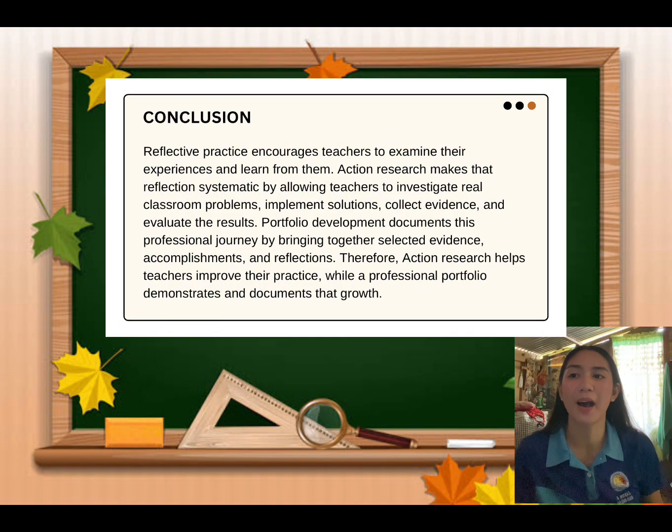Action research helps us investigate classroom problems and improve our practice. A teaching portfolio helps us document the evidence of that practice and reflect on our professional growth. Therefore, action research helps us improve what we do, while portfolio development helps us understand and demonstrate how we have grown. As future teachers, every classroom challenge should not simply be seen as a problem. It can be an opportunity to reflect, research, act, and grow.